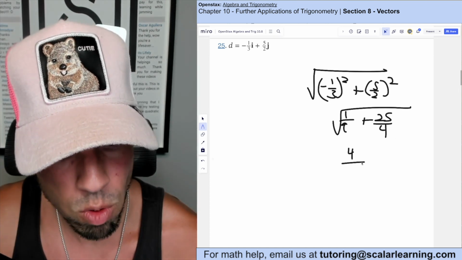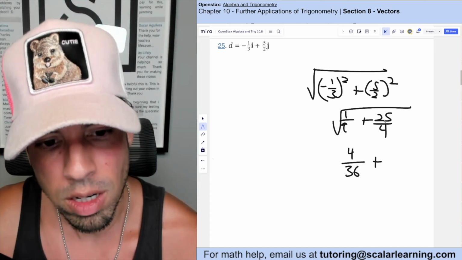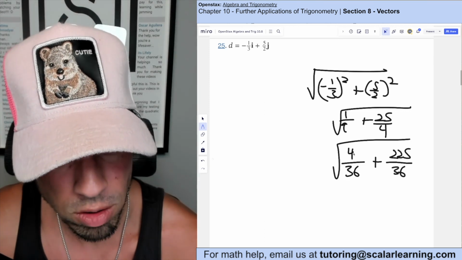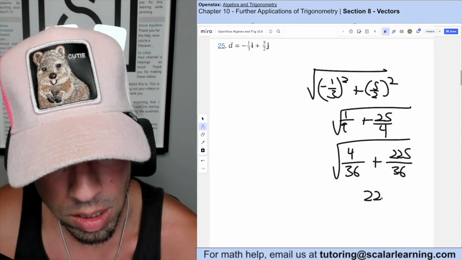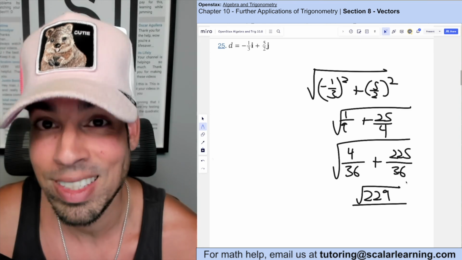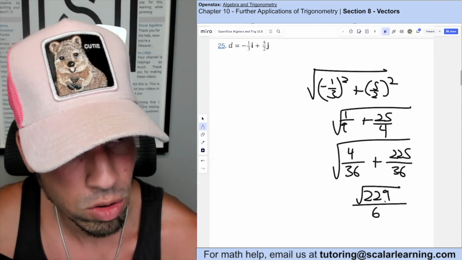So we got 4 over 36 plus 9 times 25, that's 225 over 36, like so. Add those together, 4 plus 225 is 229 over the square root of 36. But the square root of 36 is 6, so we can simplify that. All right, so there's that.